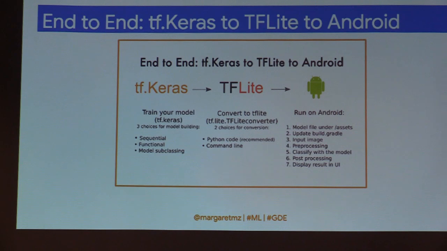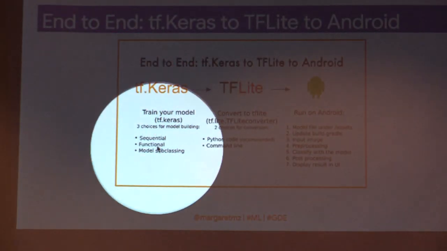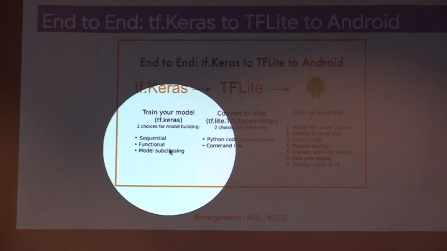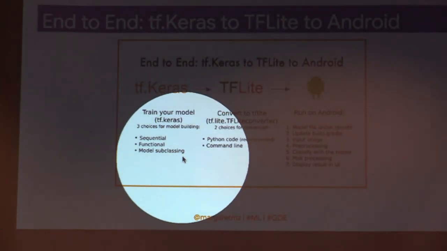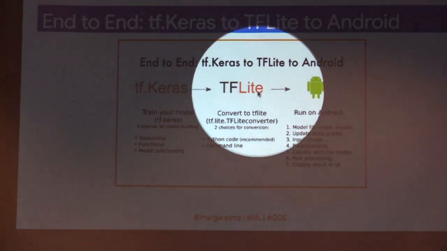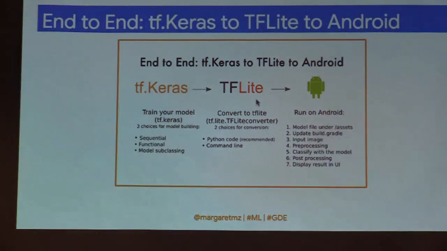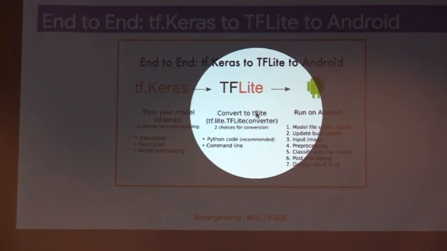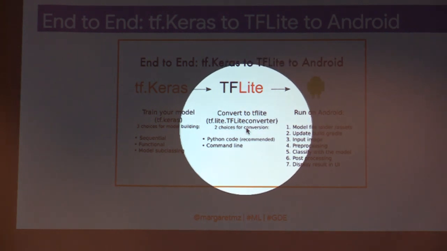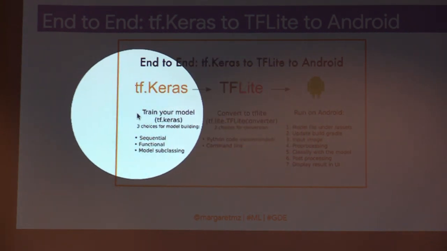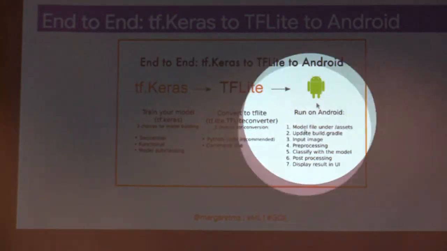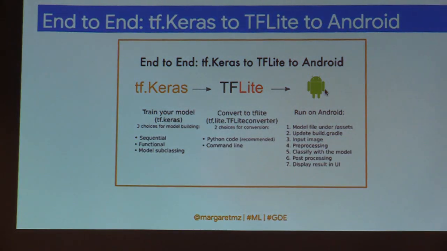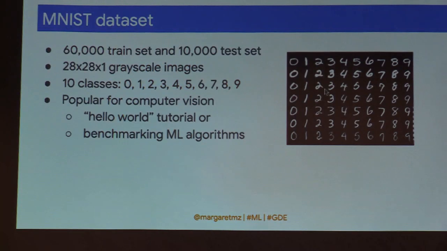So with tf.keras, there are three ways of defining a model. You can use Sequential or Functional, or you can use model subclassing. The model subclassing is very similar to PyTorch if you're familiar with PyTorch. It has a lot of flexibility for you when you define your model architecture and do training, etc. And then the second step is to convert to TFLite, and you can convert through either Python code or command line, which I will go over later. And then the third one is to run on Android. There are all these steps here, right? I would imagine probably with iOS, perhaps similar.